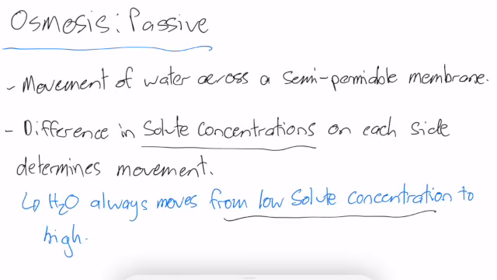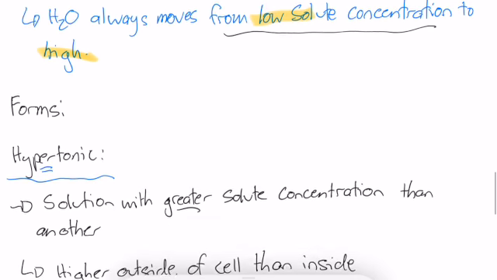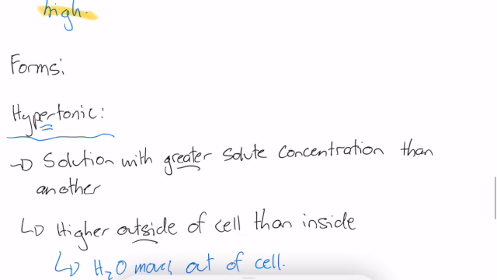The next form of passive transportation is that of osmosis. Osmosis is defined by the movement of water across a semi-permeable membrane. Difference in solute concentrations on each side determine the movement of osmosis. We know that water moves with the solute concentration, from a low to high concentration accordingly. There are different forms of osmosis.